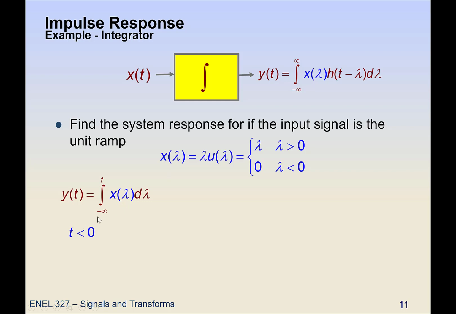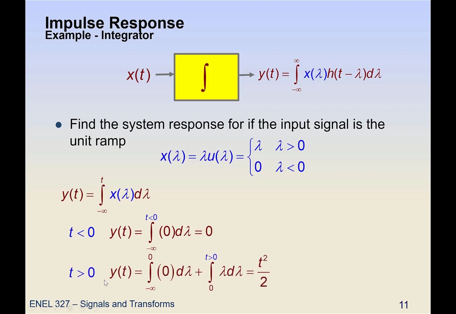And note that there are two cases. So if t is less than 0, then we're going to be integrating 0. Okay, because this doesn't turn on until lambda equals 0. So t has to reach 0 before this turns on. Okay, so we're going to get 0 if t is less than 0. And if t is greater than 0, then we're integrating up to 0, but we get nothing. And then from 0 to t, we're integrating this function lambda. And so our result is t squared over 2.